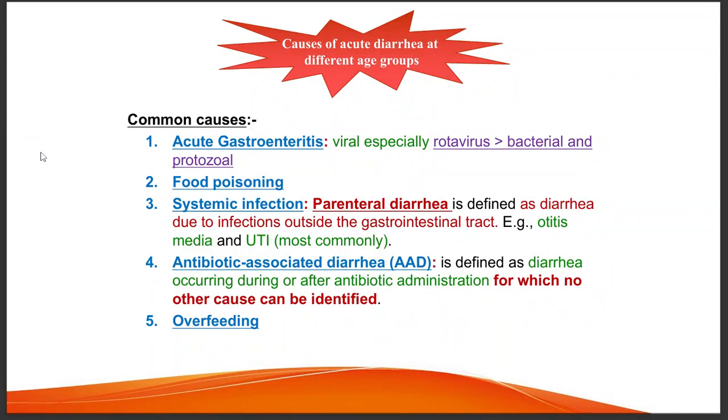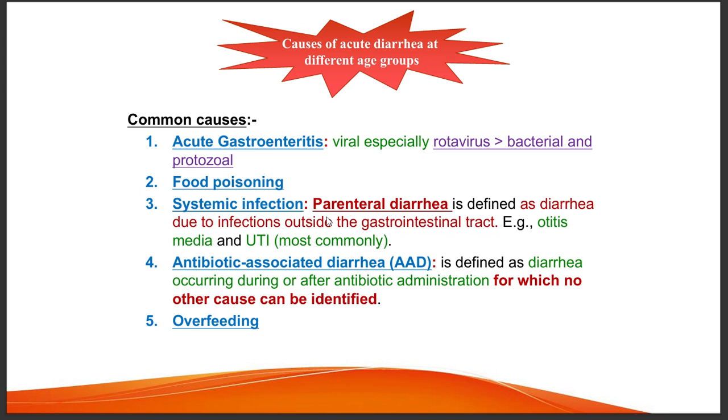So, what are the causes of acute diarrhea at different age groups? We've already talked about the causes. Okay, by far the commonest cause in the young is the rotavirus. By far the commonest, followed by the bacteria and protozoa. You also have food poisoning. It can also cause diarrhea. But then when you are taking history, you should ask questions more to find out if really it was food poisoning. Okay, we'll talk about that.